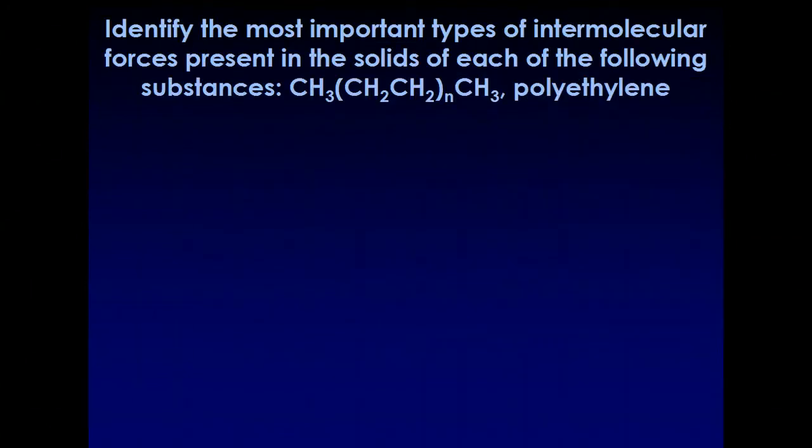Here we have polyethylene, which is a series of carbon atoms connected to 2 methyl groups, CH3. So it's just a straight long chain of carbons. That n is just representing any amount of carbons you want to have. Polyethylene is used in plastics.